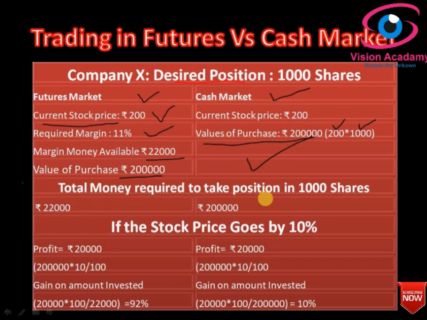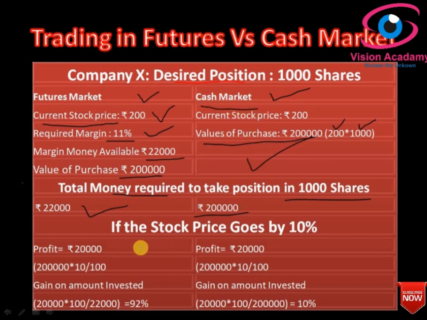Then the total money required to take a position of 1000 shares in the case of a futures contract is only 22,000, because you are running through margin. You paid 11% margin over the value of 2 lakh, that is 200 into 1000. So the total money required to take a position in the futures market is 22,000, but in the case of the cash market it is 2 lakh, because you are directly taking that position. There is no regulation, no standardization, and no margin. So you have to invest 2 lakh rupees directly in the case of the cash market.